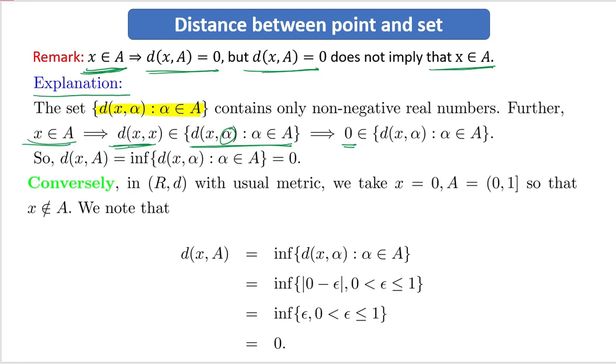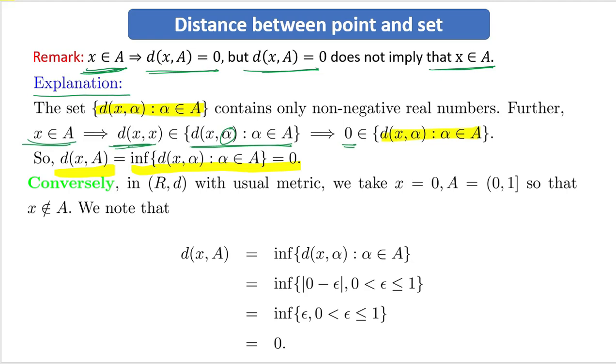So 0 becomes a member of this set, which is in itself a set of non-negative real numbers, and it simply gives you that the infimum is going to be equal to 0. This infimum is nothing but d(x, A), and therefore we see that d(x, A) becomes equal to 0. So if we take x belongs to A, then we find that d(x, A) is equal to 0. Let us see the converse.